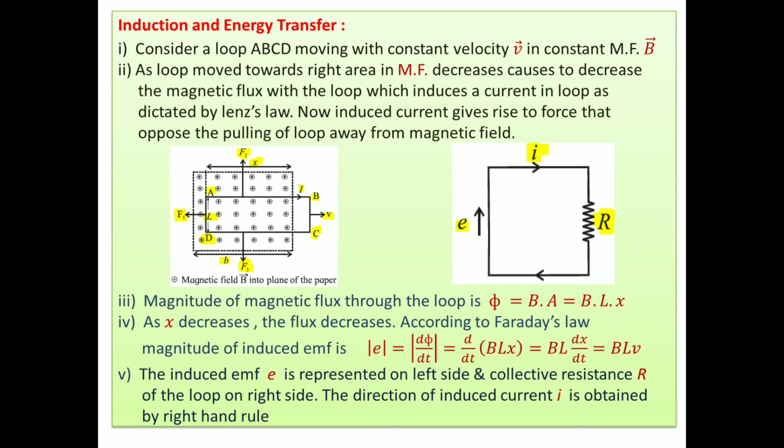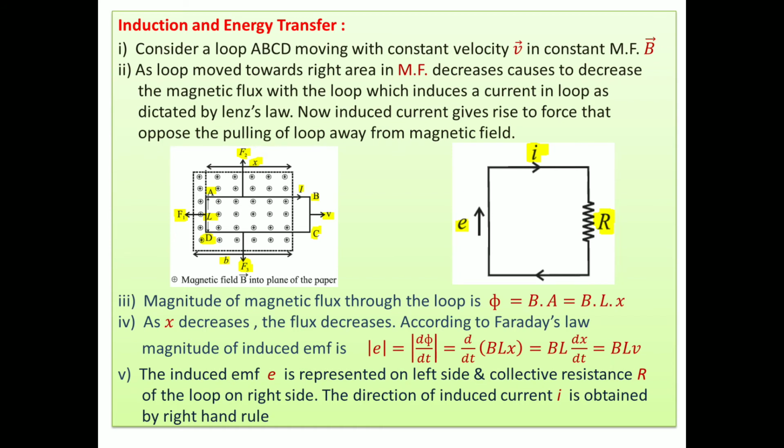Simply, the magnitude of flux through the loop is phi equal to B into A, or BLx. Magnitude we take here. As x goes on decreasing, in the previous figure x increases, the flux decreases, and then according to Faraday's law, the magnitude of induced EMF E equals d phi by dt. Same things are there: d by dt of BLx, or BL dx by dt, or BLv.